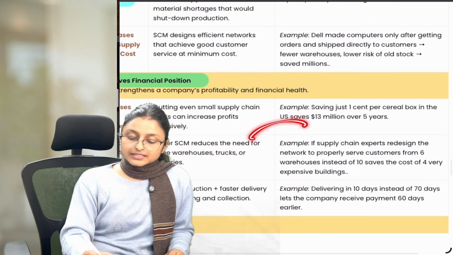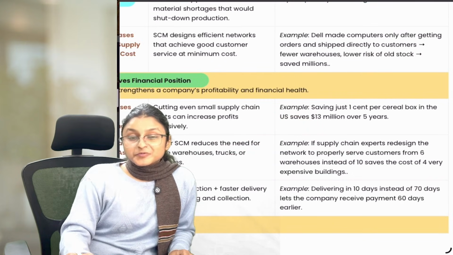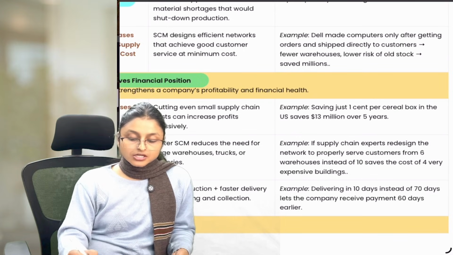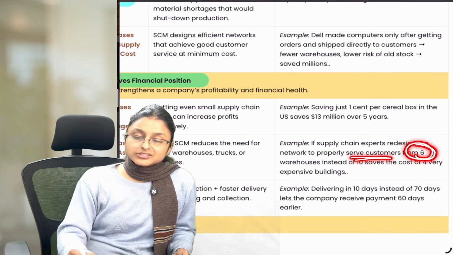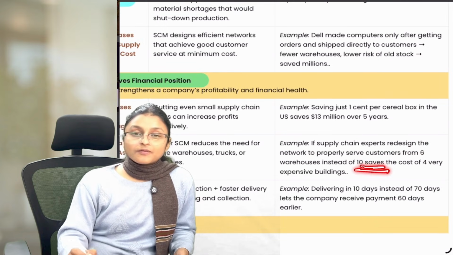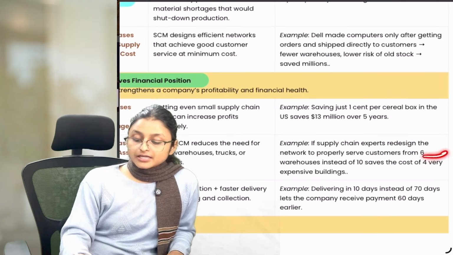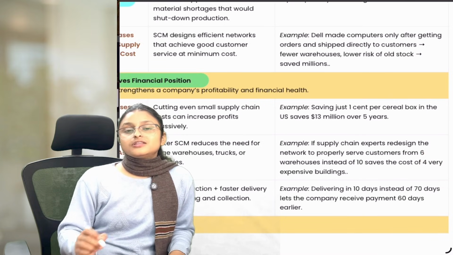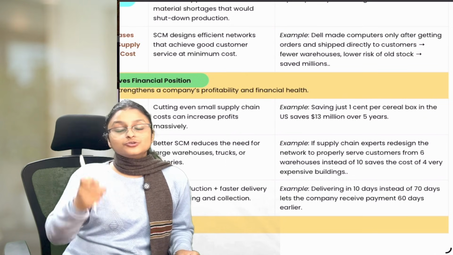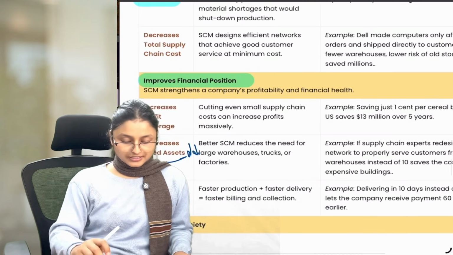Let's take an example to understand this. If supply chain expert is there who has redesigned the whole network of supply chain to properly serve customer through 6 warehouses only. Earlier we used to require 10 warehouses. Now it can be done through 6 warehouses. Now you are able to save 4 warehouse cost, and it is a huge reduction in cost for the organization.